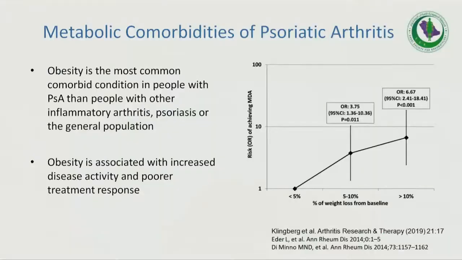Obesity is one of the most common comorbid conditions that is usually associated with psoriatic disease. Obesity has a great impact on disease activity and poor treatment response. And what we can see in the figure on your right side is that psoriatic arthritis patients who lost more weight are more likely to achieve minimal disease activity.